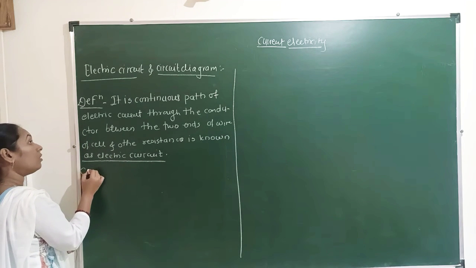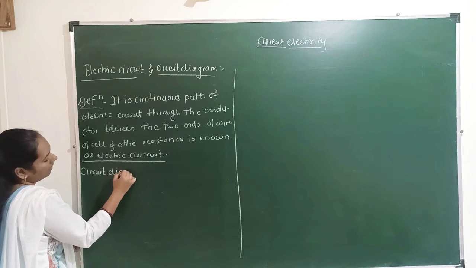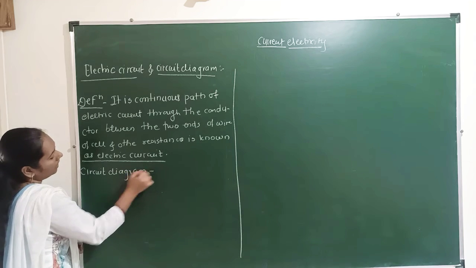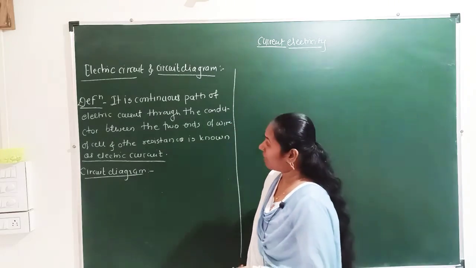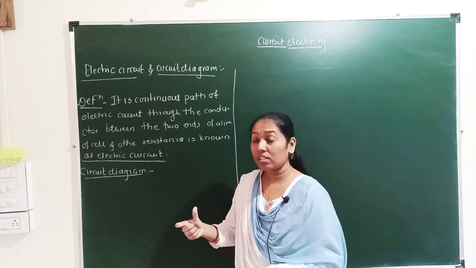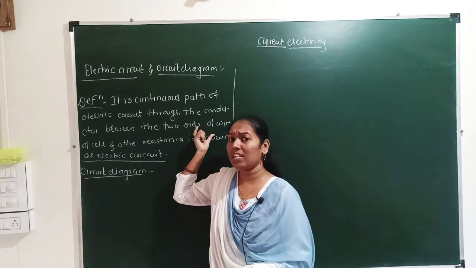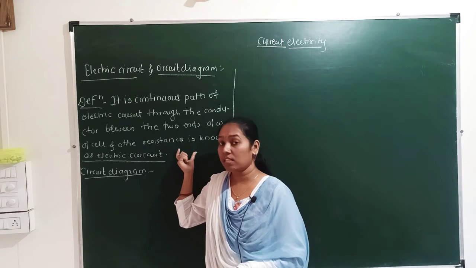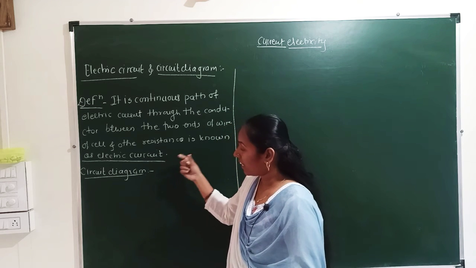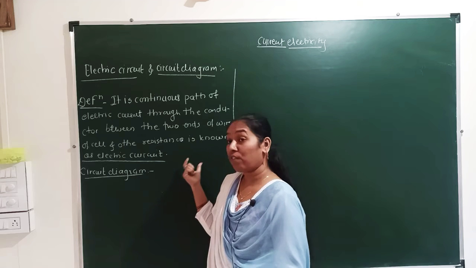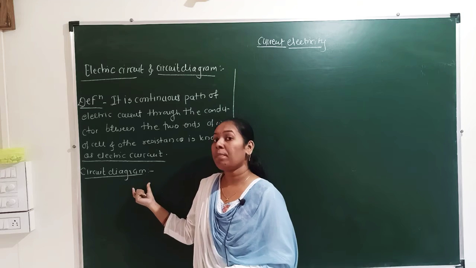Now we are going to define the circuit diagram, or electric circuit diagram. See, what is an electric circuit? It is the continuous path of flow of electrons, or continuous path of electric current, through the conductor between the two ends of the cell or wire and the resistance or resistor. The flow of electric current is shown by a special type of diagram, that is the circuit diagram.